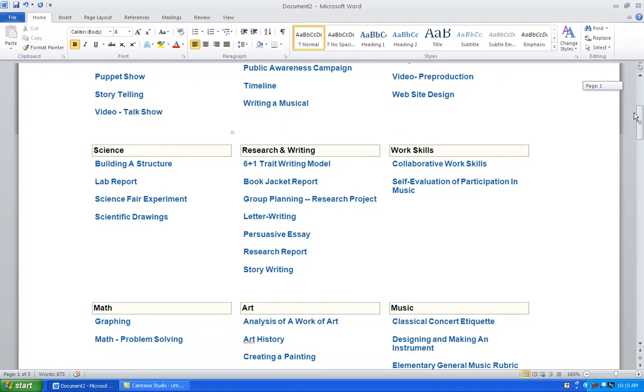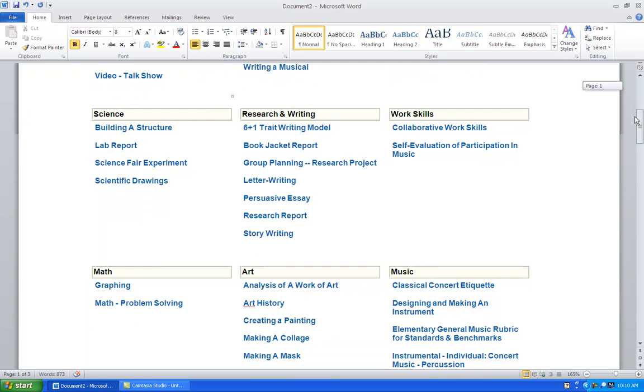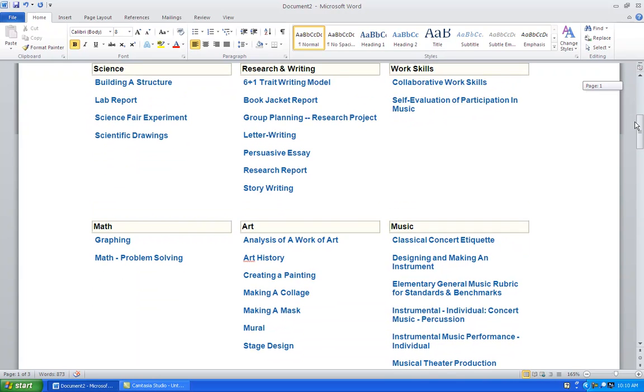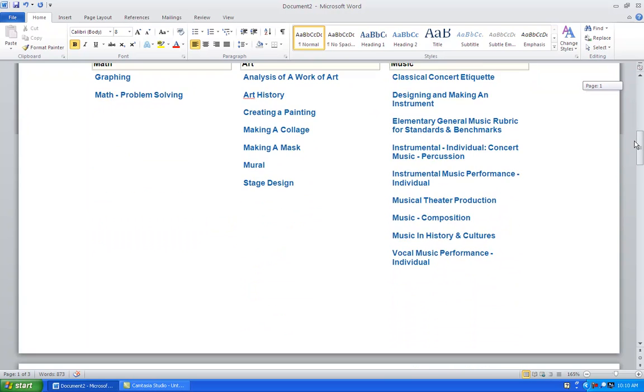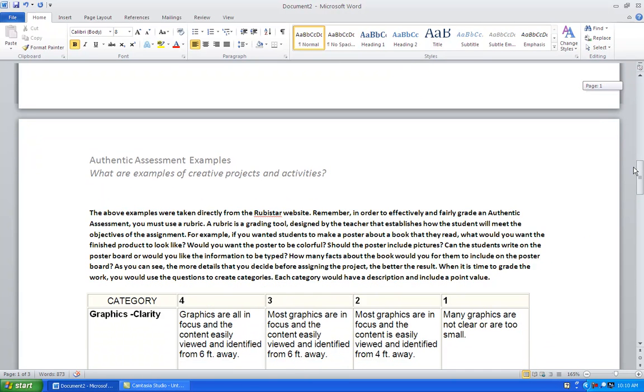Also you can ask fellow teachers, as well as look at what other instructors are doing. So see here, there are all the core areas. There's science, authentic assessments, some writing assessments, some art, music, math, and work skills. So there are a lot of different categories, and a lot of different ways that we can authentically assess a student. Now, the above examples were taken from Rubistar, so they were not things that I made up.